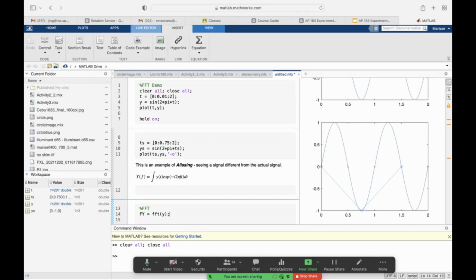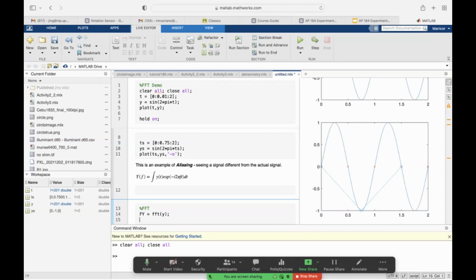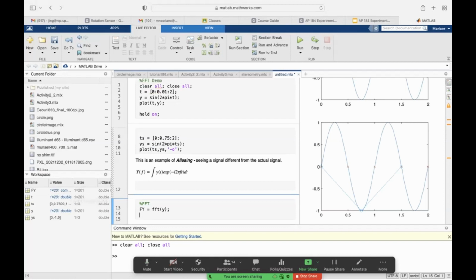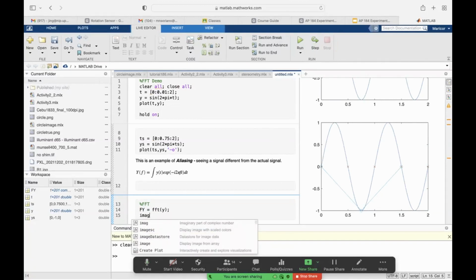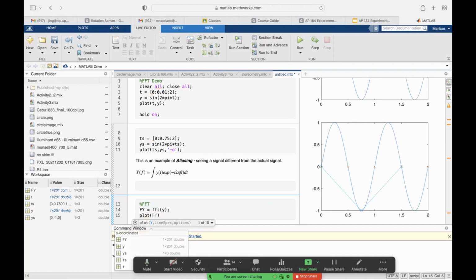So let's go to the live editor. Let's run this section and check out the workspace. You will see that the output Fy is a complex number, double. So it has an imaginary part and a real part. And you can now immediately plot that. So let's plot the real part, real of Fy.